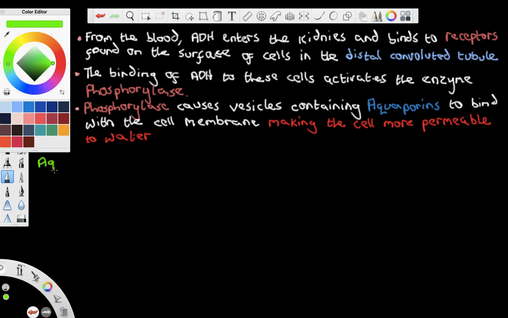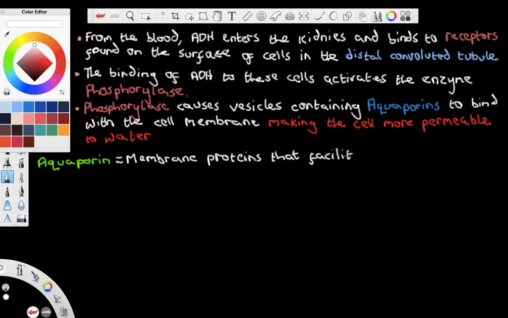So an aquaporin is defined as membrane proteins that facilitate the movement of water across the membrane.